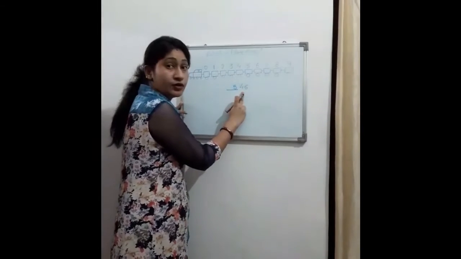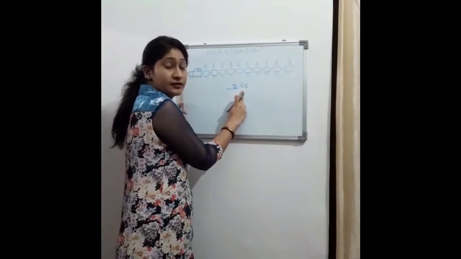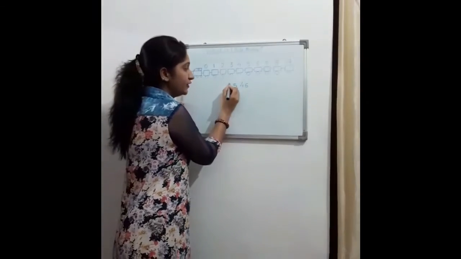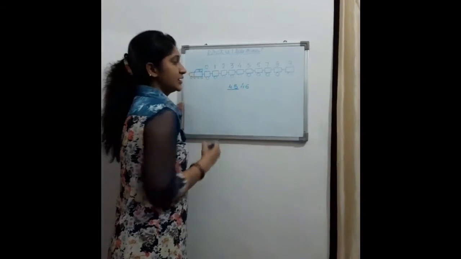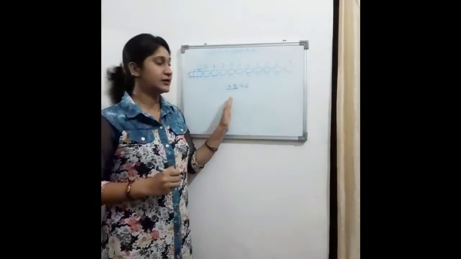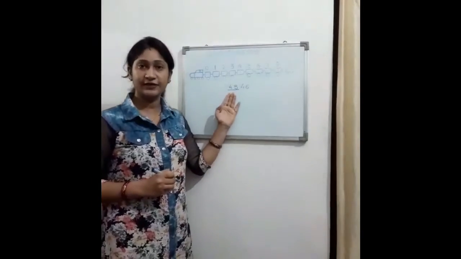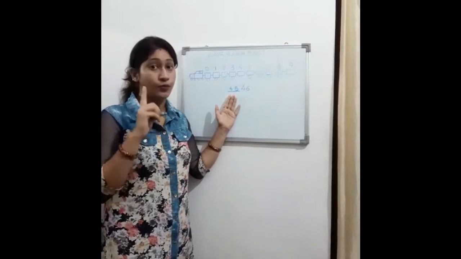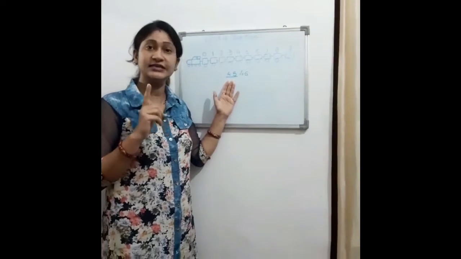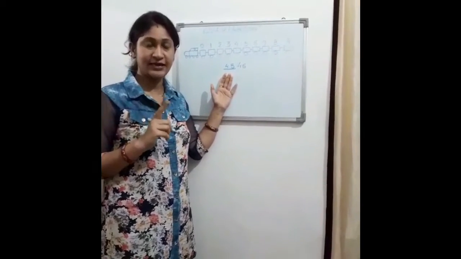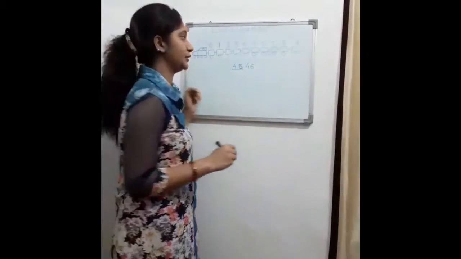But I am not going to do anything with digit 4. 4 will be copied as it is. I have got my answer. See, before 46 comes 45. And this is also 1 less than 46. Did you understand? Let us take one more example.